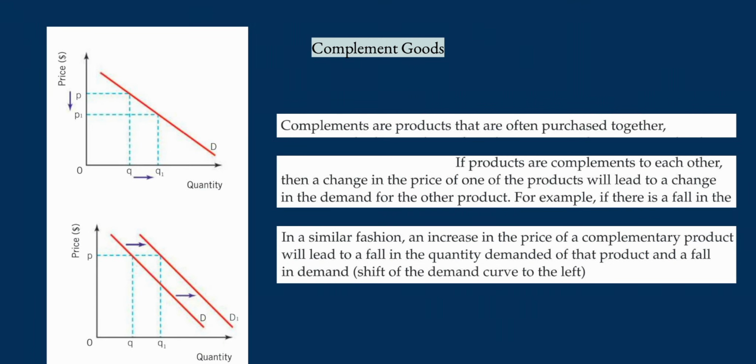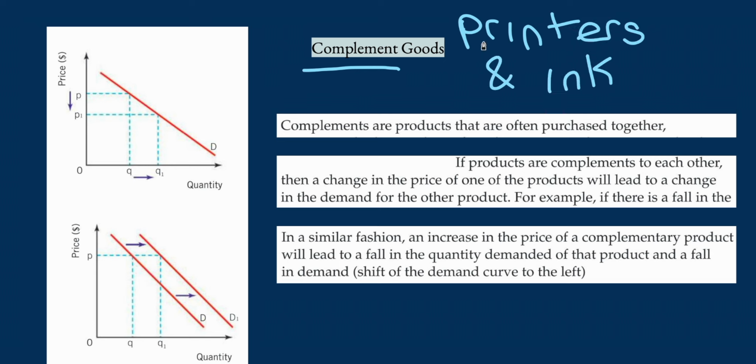And next to substitute goods is essentially the complete opposite of that. We have complement goods, and complement goods are exactly as they sound. They're goods that you buy together, okay? They're complements to each other. So a really common example of this you'll see is printers and ink. And by definition, complements are products that are often purchased together, i.e. printers and ink. And if products are complements to each other, then a change in price of one of the products will lead to a change in the demand for the other product.